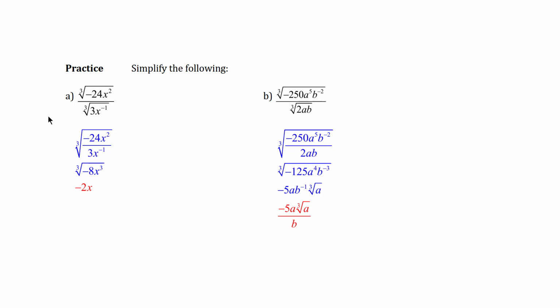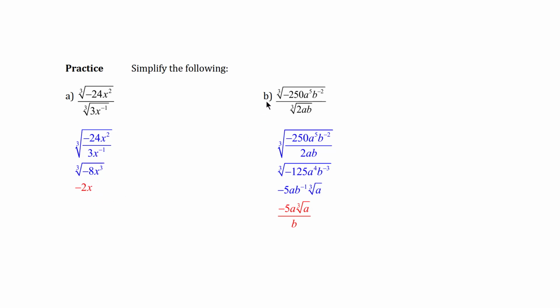Alright, so let's go over part A. First, we use the quotient rule to rewrite everything under one radical. We have the cube root of negative 24x squared over 3x to the negative 1 power. Next, we do the division. Negative 24 divided by 3 is negative 8. X squared divided by x to the negative 1 power is x cubed. The result is the cube root of negative 8x cubed. Next, we can take the cube root of negative 8x cubed. The final result is negative 2x.